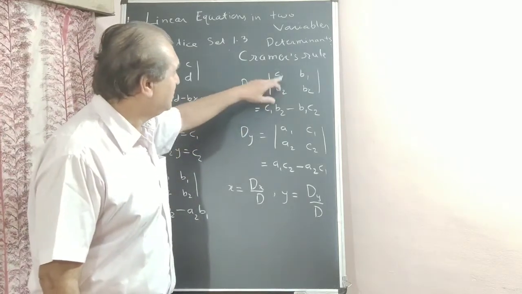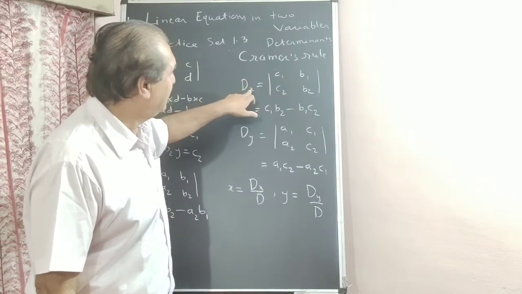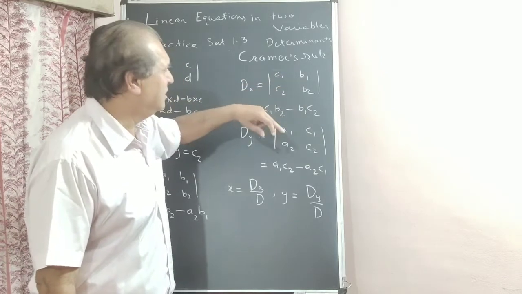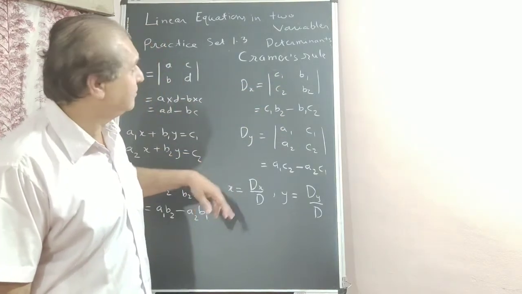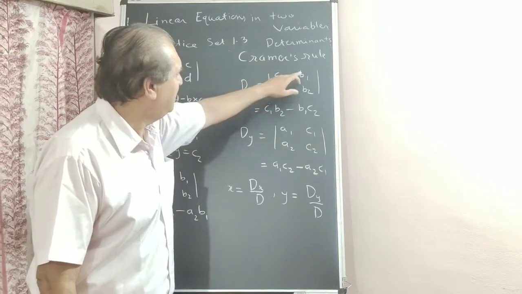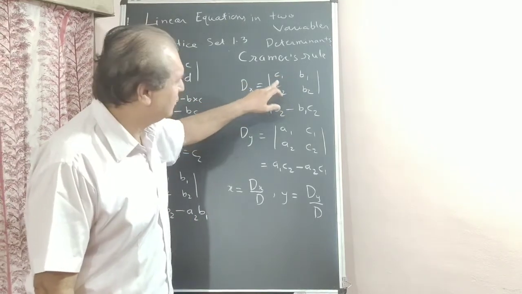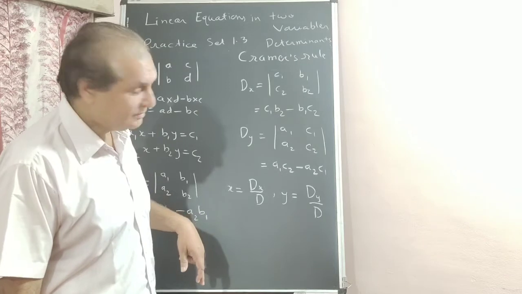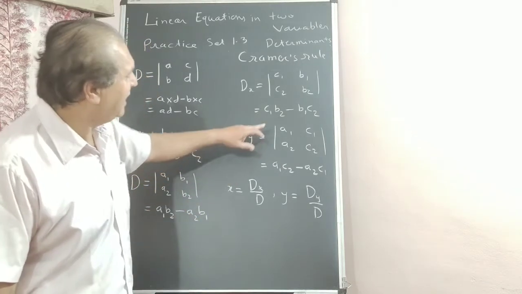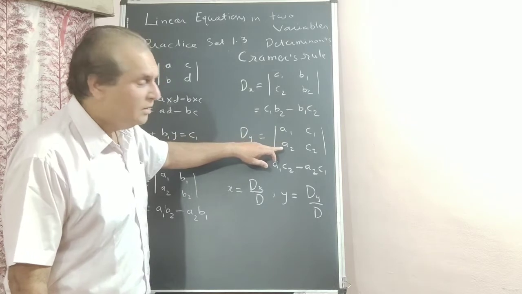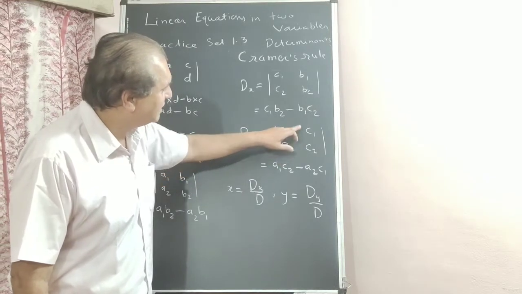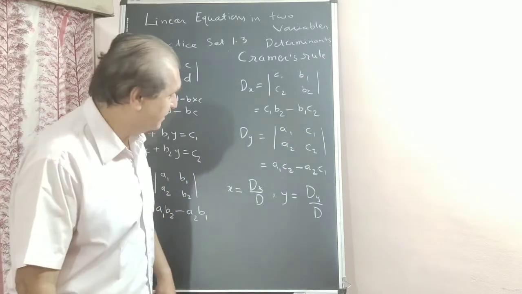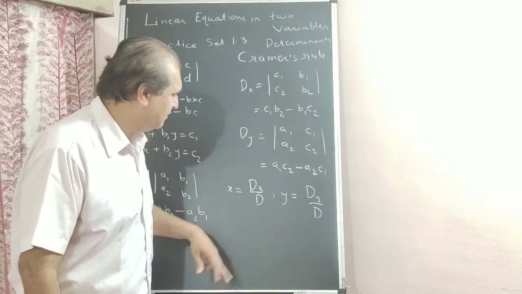Now we have to find Dx. In Dx, this is the x position, this is the y position. To find Dx, the x position a1, a2 will be replaced by c1, c2. And b1, b2 stay the same. Y position not changing. So c1, b2 minus c2, b1. This way you got Dx. Now Dy. For Dy, x will remain the same, a1, a2, and the y position will change to c1, c2. So a1, c2 minus a2, c1. Don't change direction, that is very important.